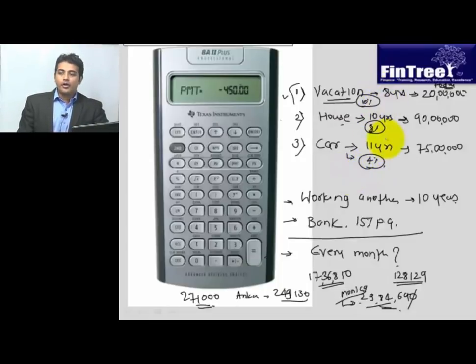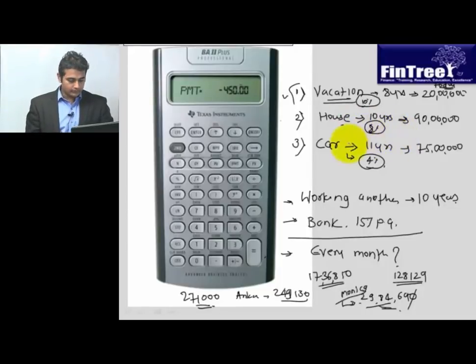But these are at different points of time, 8, 10 and 11. So in step number 2, I need to make sure that I bring them on the same time scale. So if I need XYZ amount at the end of year 8, how much amount do I need at the end of year 10? So all the 3 payments, we would bring them on the same point of time, which is year 10. And then we would keep this 10 as your future value and find out the annuity.